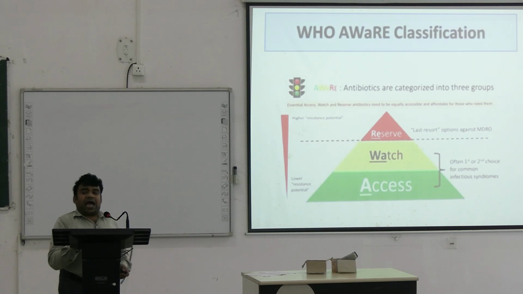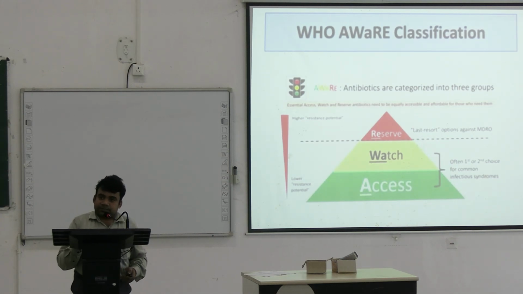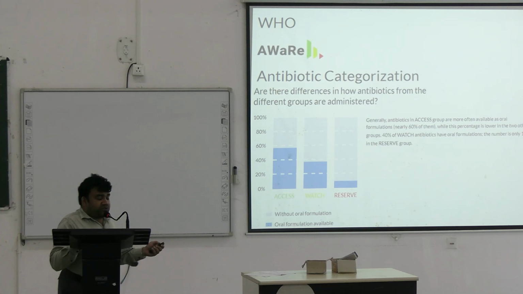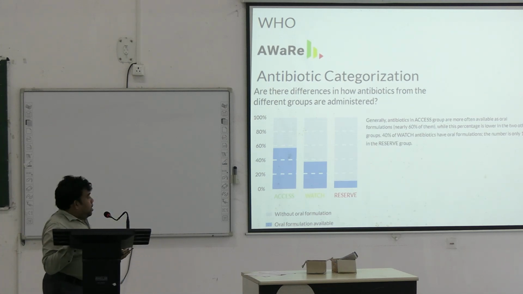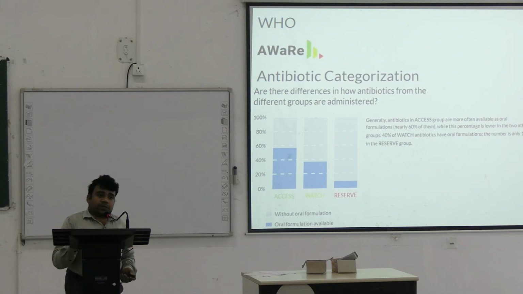And some drugs have to be left untouched. They have to be used only in case of severe conditions. Those are called the reserve drugs. Now, among these drugs, if you see this picture, the access group has the most number of oral drugs. But the number of oral drugs reduces as we go from access to watch to reserve drugs.